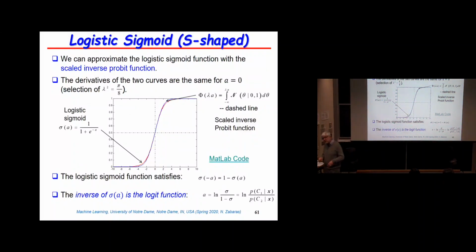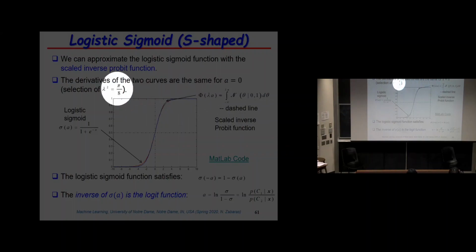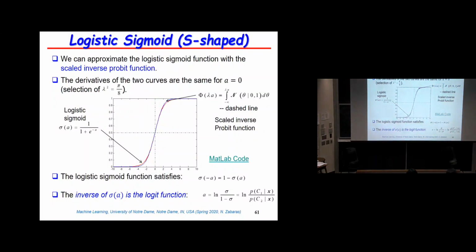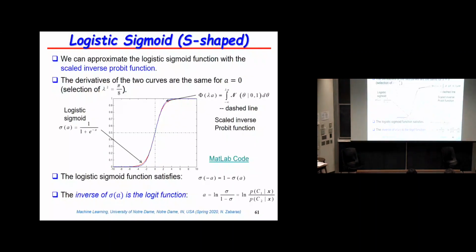Can you actually guess, looking at the picture, how lambda was computed to make this work? Just looking at the two pictures. I'm guessing now, right? So you have to guess with me. Obviously, this is a general definition. Then I told you, take this lambda to be square root of pi over 8. So I'm asking you how that square root of pi over 8 came about. Look at the picture.